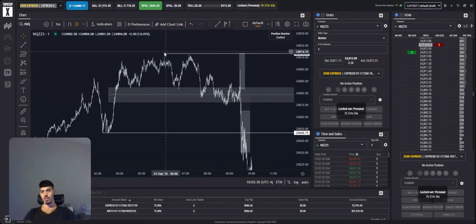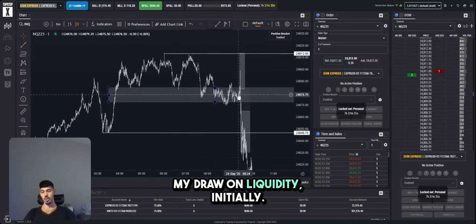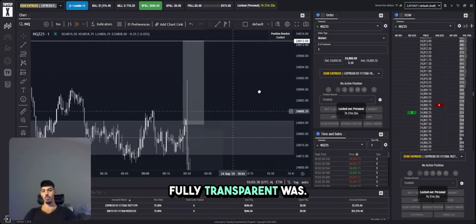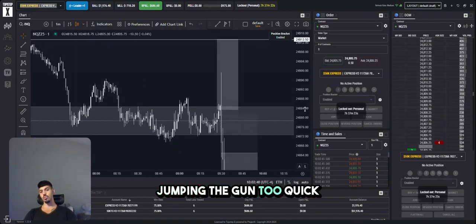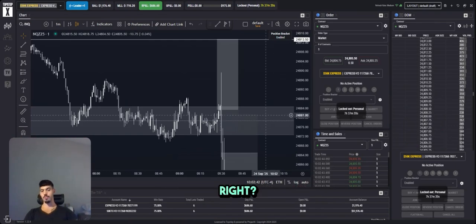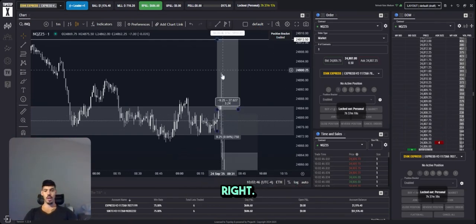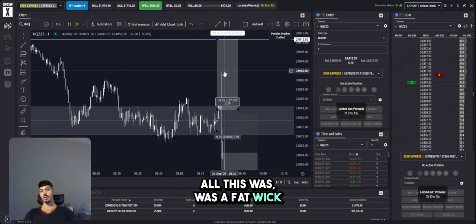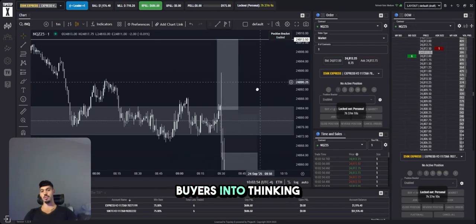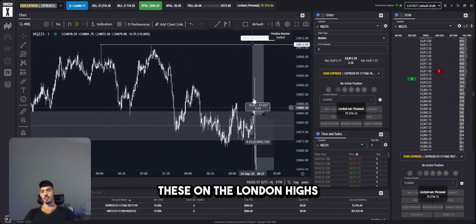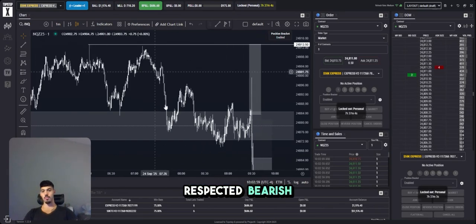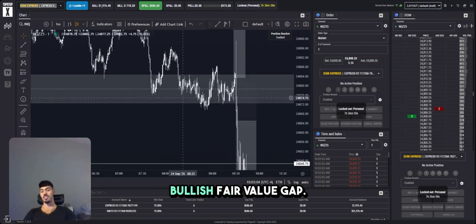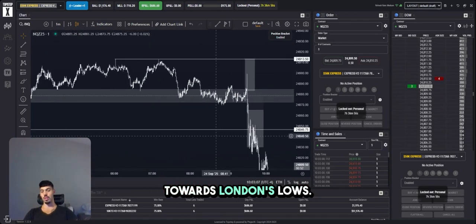That's for sure. So London's highs. This was my draw on liquidity initially. My mistake on this trade, guys, to keep it fully transparent, was I need to be careful with jumping the gun too quick right at market opening, right? Because this can happen. I see this momentum up. I'm not waiting for candles to close. All this was a fat wick to bait me and bait buyers into thinking we're gonna just attack these London highs, and they just wicked down, respected bearish PD arrays, and showed me the true direction, invalidating this 15 minute bullish fair value gap and just completely running towards London's lows.